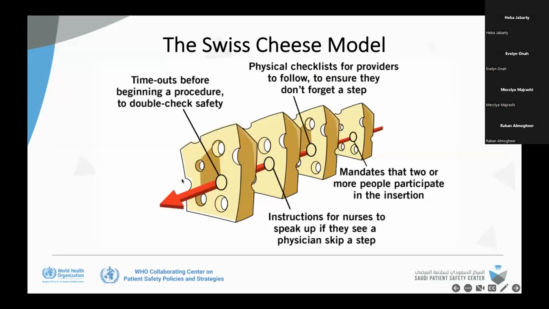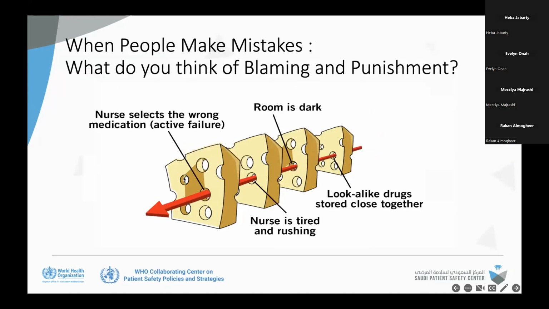Another example in the Swiss cheese model is the time out before beginning a procedure to double check safety. In another layer, there are instructions for nurses to speak up if they see a physician skip a step. In another layer, there is a checklist for providers to follow to ensure that they don't forget a step. Another layer mandates that two or more people participate in the procedure. So different layers can participate in preventing harm.